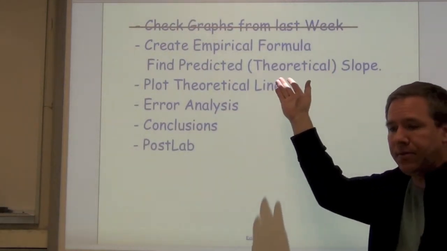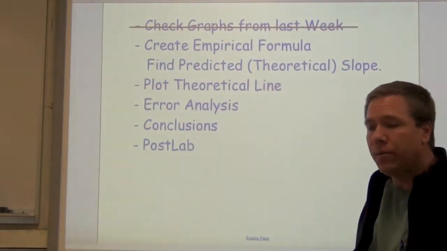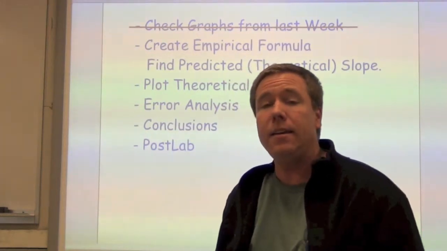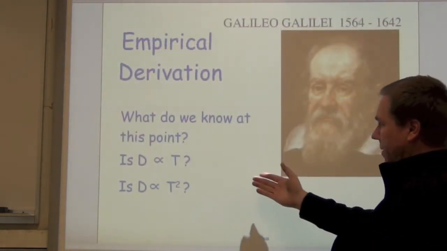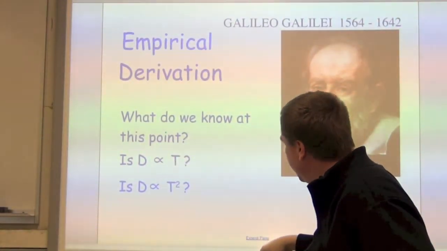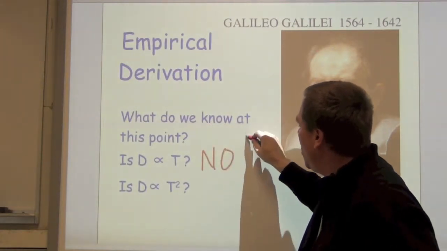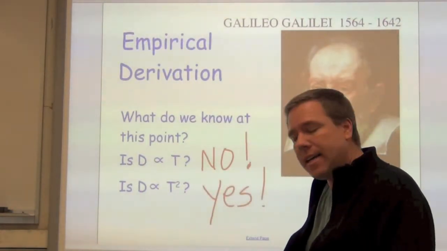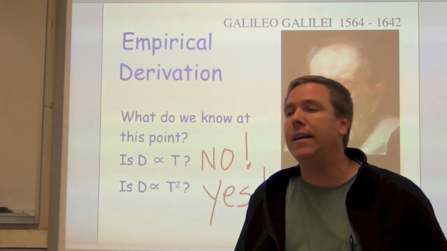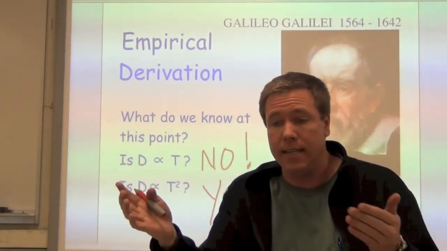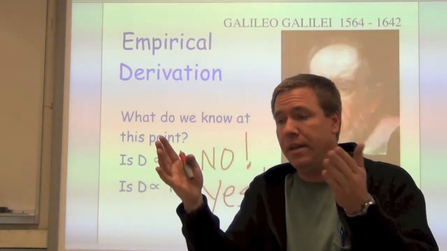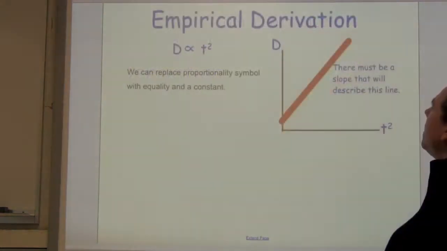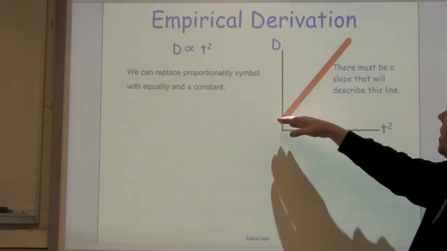So we've looked over the graphs from last week. You should have those done. Now we're going to launch right into creating the formula, the equation that relates displacement and time squared in an empirical manner. What do we know at this point? Is d proportional to t? And the answer is no. What about d? Is it proportional to t squared? Yes. That is the first step of the empirical derivation, is find out the base relationship between your variables. D and t were not related directly through proportion, but d versus t squared, aha, those were proportional. Step 1 accomplished.